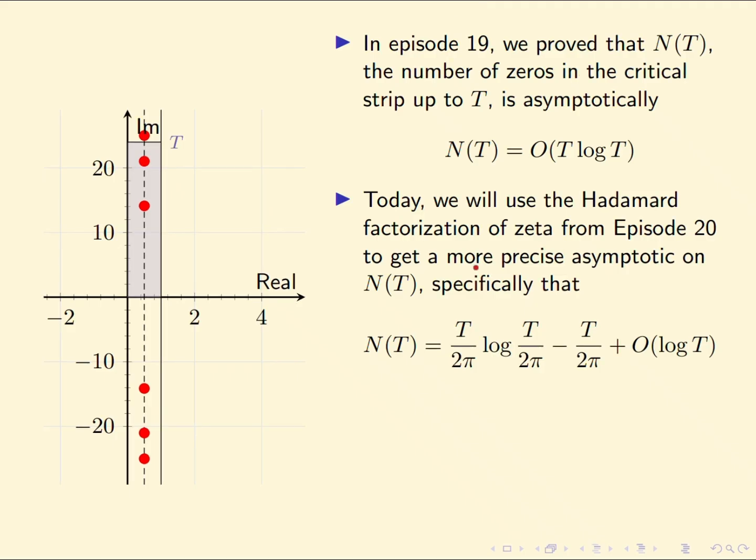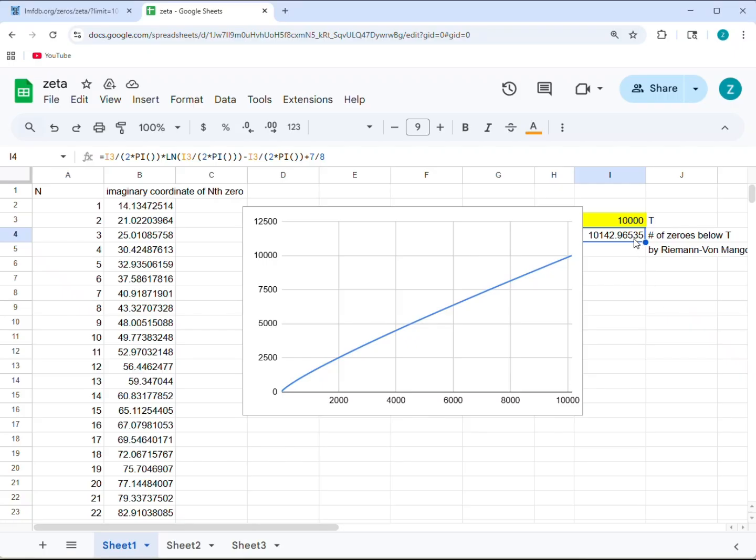Let me click back to the slides. So it's the same formula as this. So it's t over 2 pi log of t over 2 pi minus t over 2 pi, plus O of log t. As it turns out, you'll see later when we derive the formula that there's going to be a 7/8 term that I've left out here, but that term will be there. So I've added the 7/8 term.